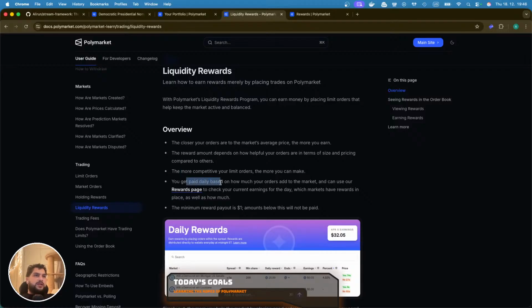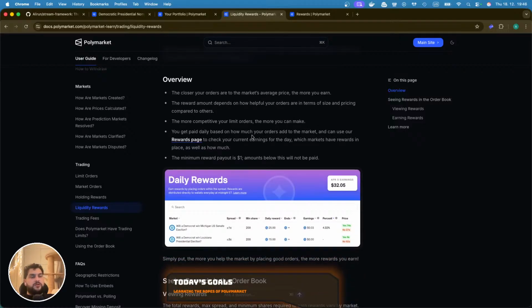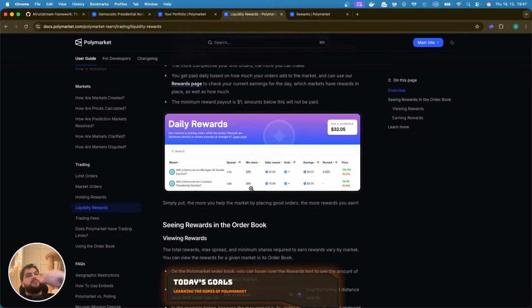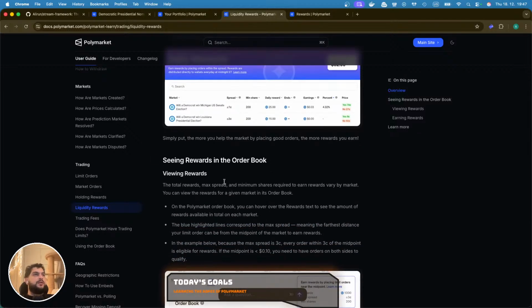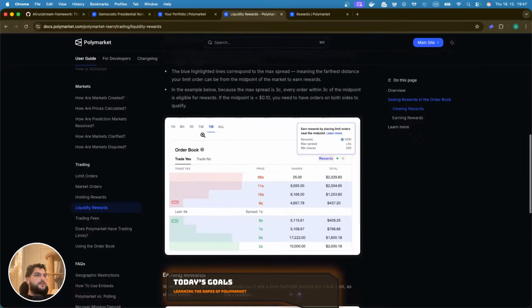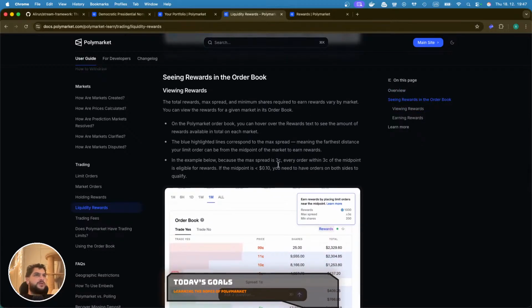You get paid daily based on how much your order adds to the market, and you can use your rewards page to check your current earnings for the day and which markets have rewards in place as well. The minimum reward amount is $1. Anything below this will not be paid. Simply put, the more you help the market by placing good orders, the more rewards you earn.